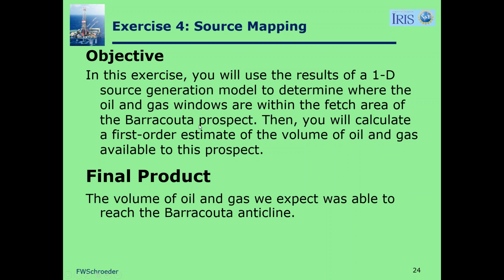Consider how much oil might be generated for the Barracuda prospect within its fetch area, and how much gas would be generated. And so the final product of the exercise would be an estimate of the volume of oil generated, the volume of gas generated, and then we'll make an assumption in the exercise that 90% of the generated hydrocarbon actually makes it into the trap.